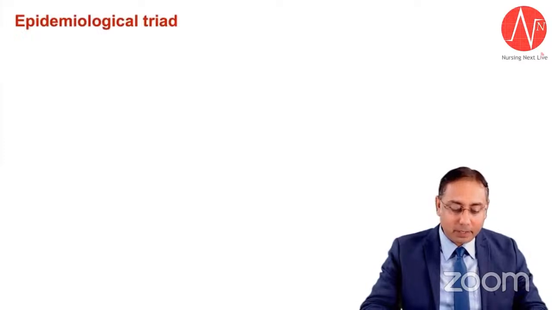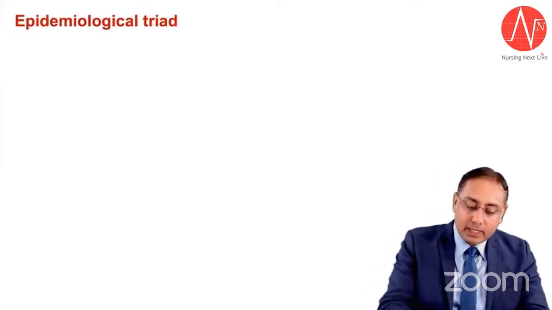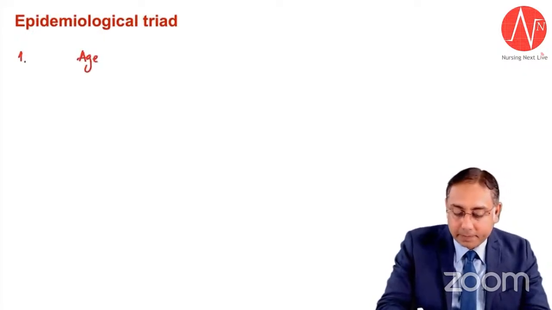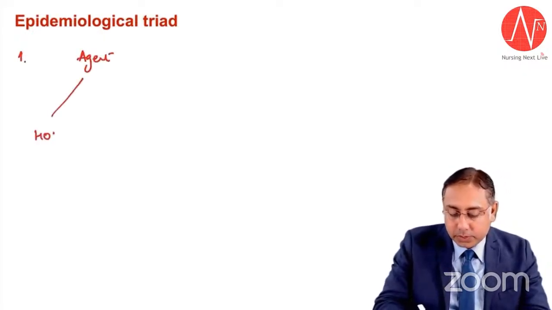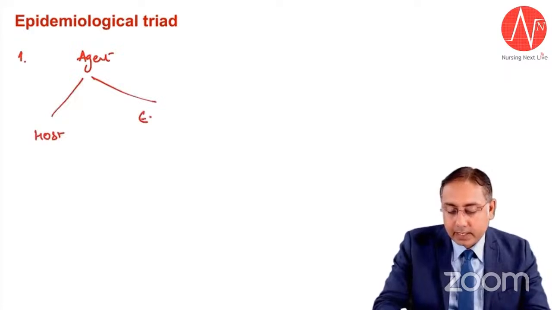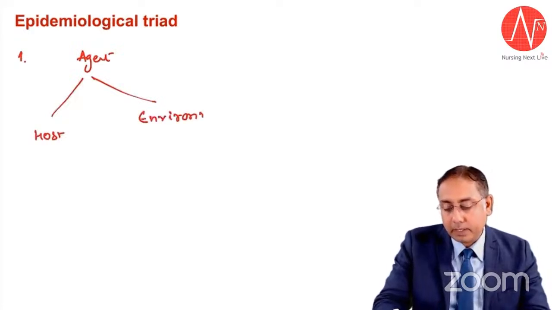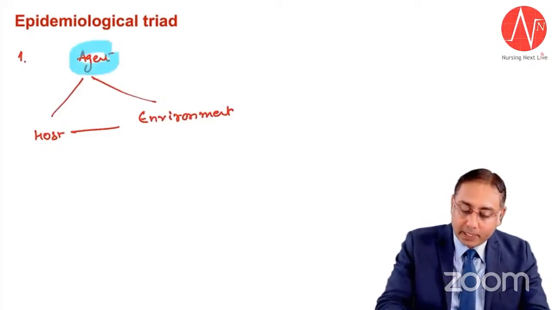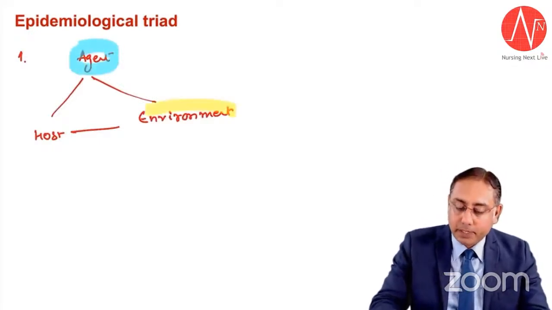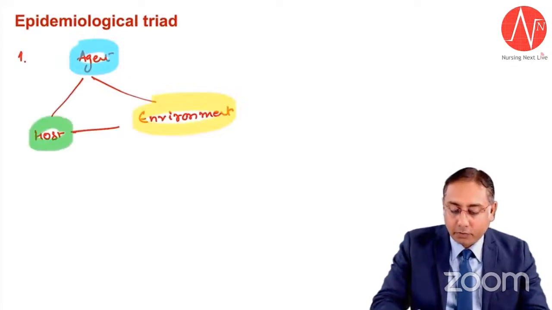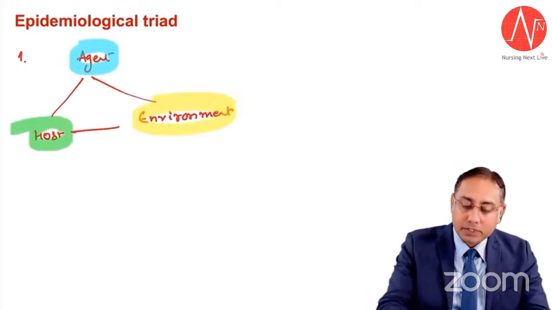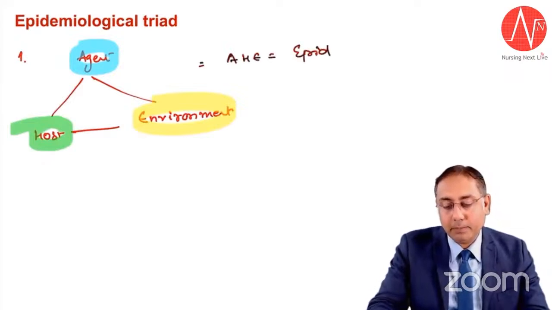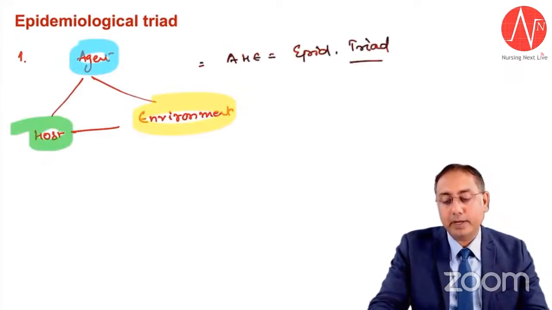What is the epidemiological triad? First MCQ. There is an agent, there is a host, and there is an environment. So there should be a susceptible host, there should be an aggressive agent, and there should be a compatible environment for all the diseases to happen. This concept of agent, host, environment is called the epidemiological triad.